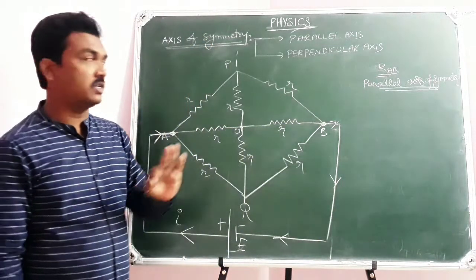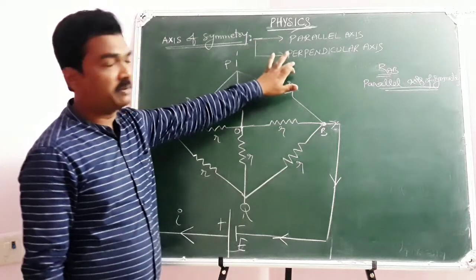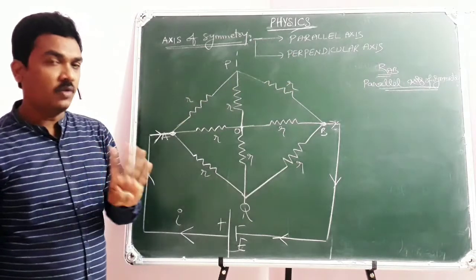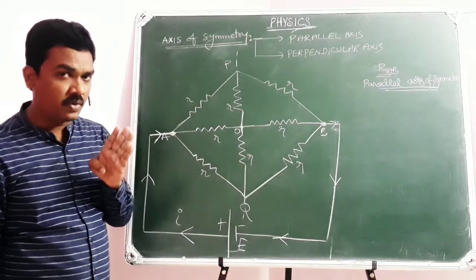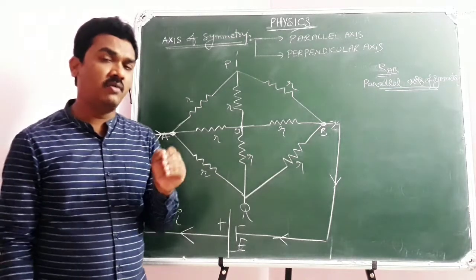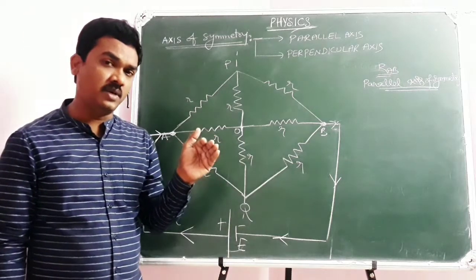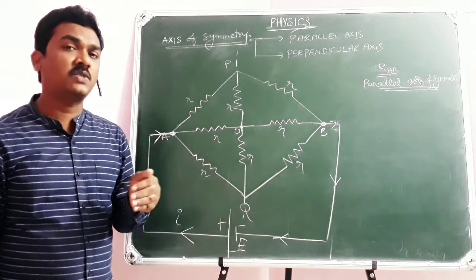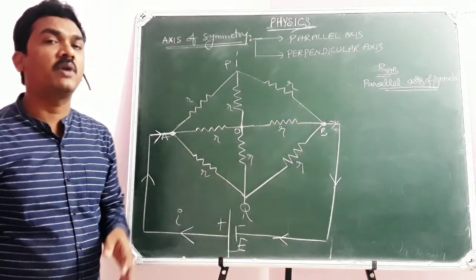First, I have told you three definitions. What is the axis of symmetry? What is the parallel axis of symmetry? What is the perpendicular axis of symmetry? Now, the fourth point: what is the statement of the parallel axis of symmetry? If you fold your electric circuit about the parallel axis of symmetry, then the corresponding meeting points will be equipotential points.